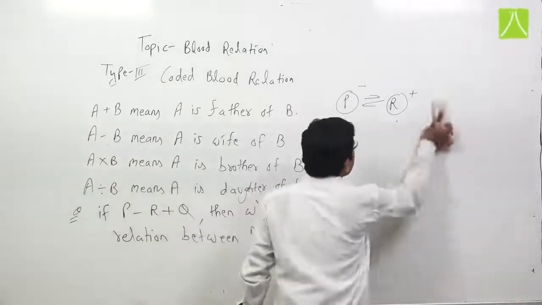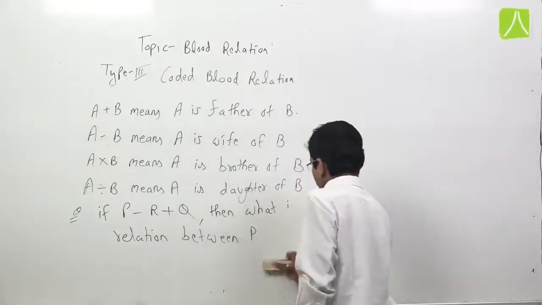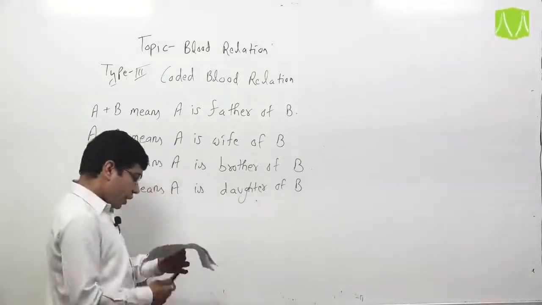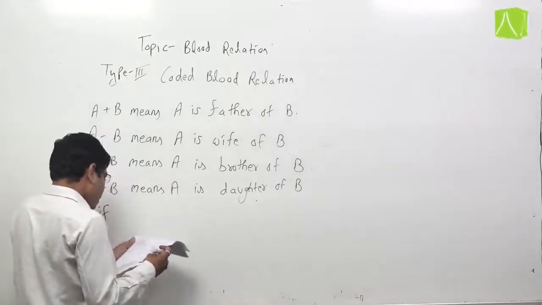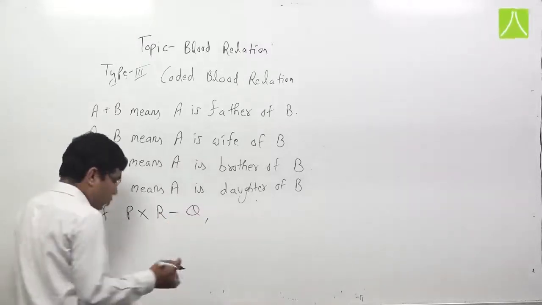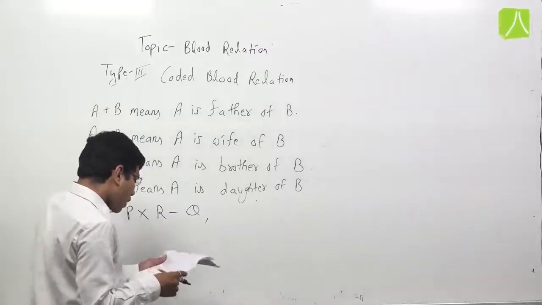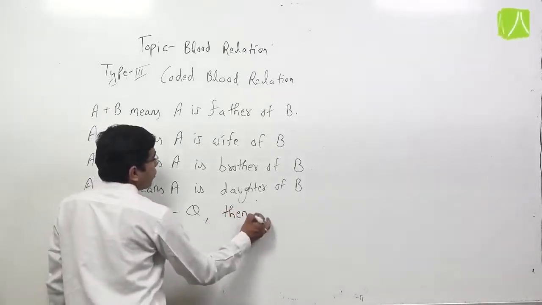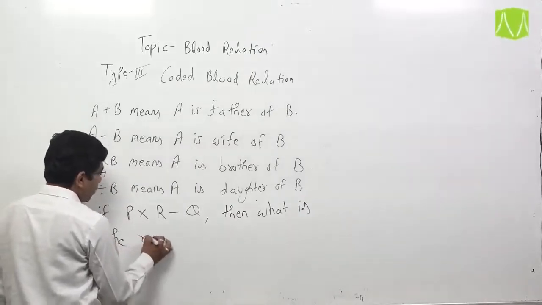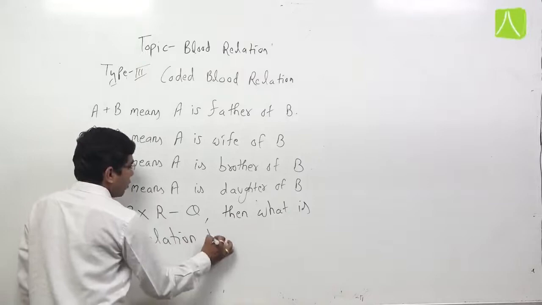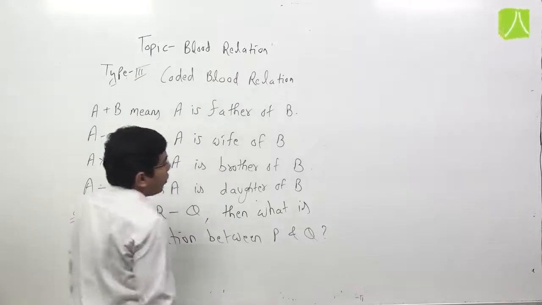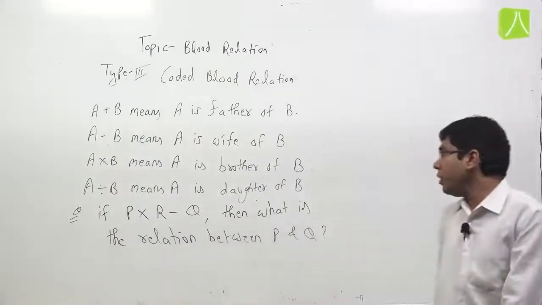Take one more example. The condition is P cross R minus Q. What is the relation between P and Q? Now again with the help of the coding we can draw a diagram.